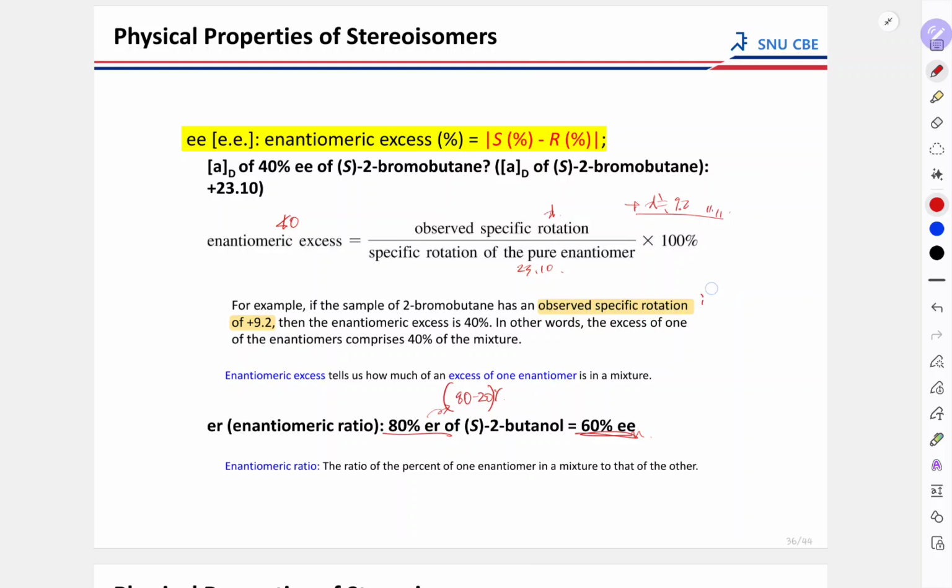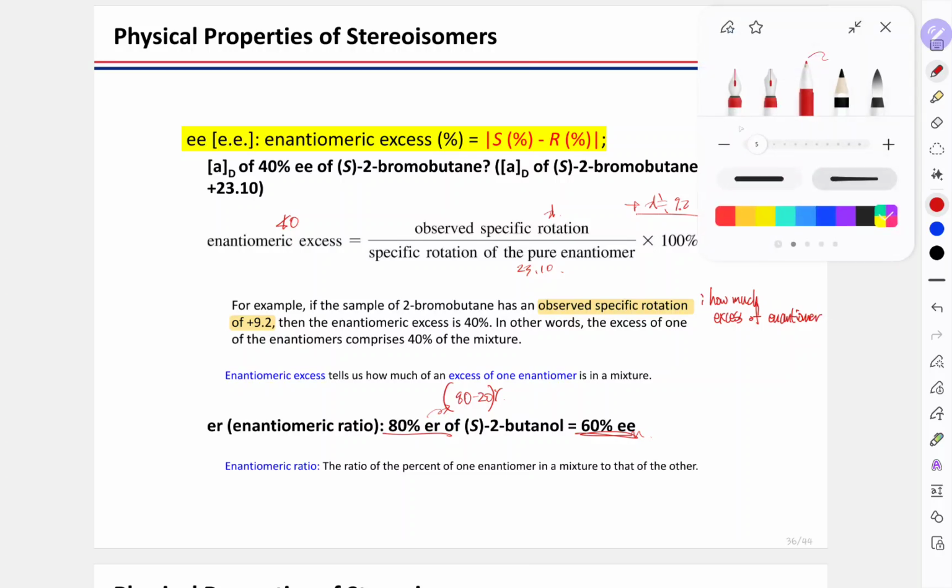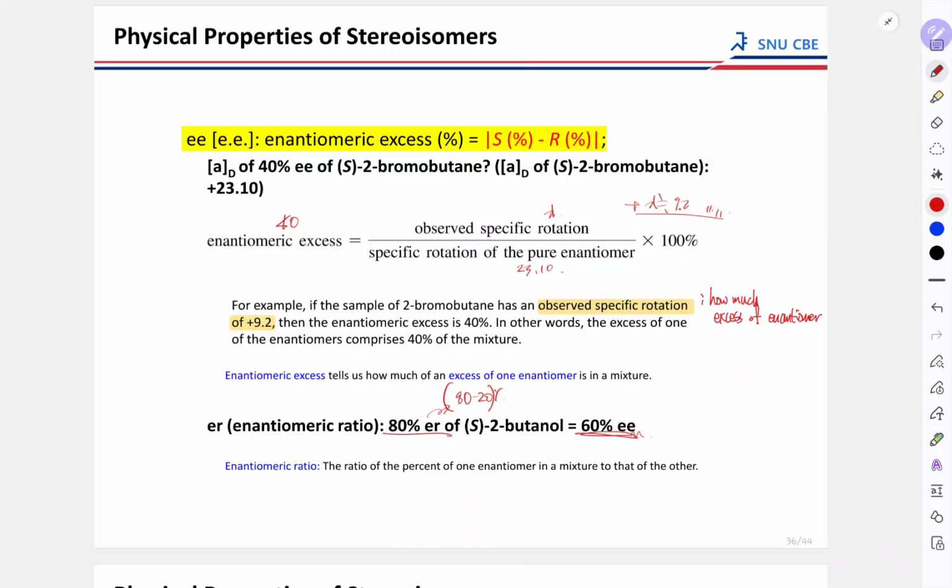So you can then make a very simple equation. Here, S minus R is 40%, and we know that S plus R has to be 100%. Then from this, you can get that S has to be 70% and R has to be 30%. So you can do simple math like this.